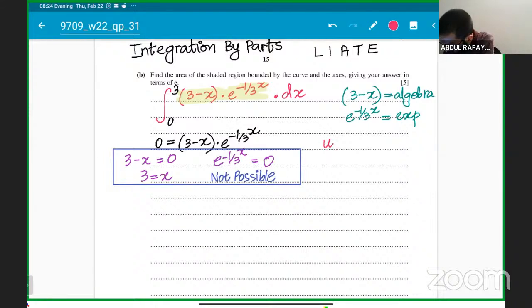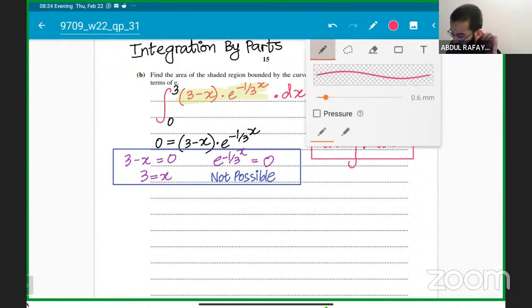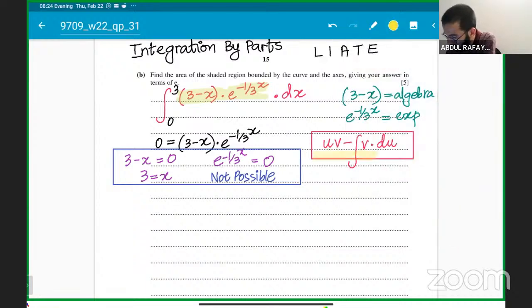The formula we already know: uv minus integral of v times du. Always write it down in front of you, because you're going to start off with that and make that equation for limits of 0 to 3. Lower limit 0, upper limit 3. Let's get started, sir. Okay, here we go.